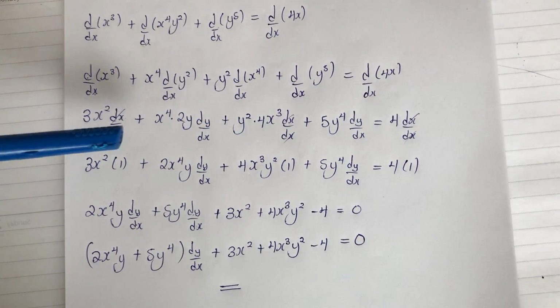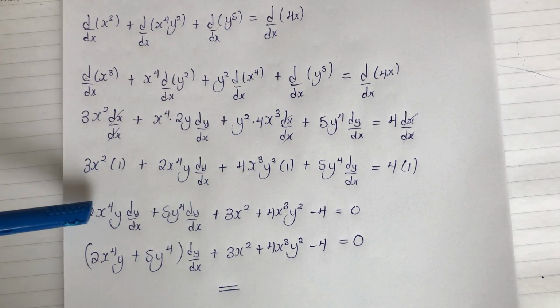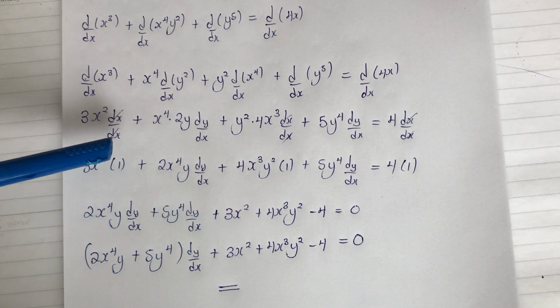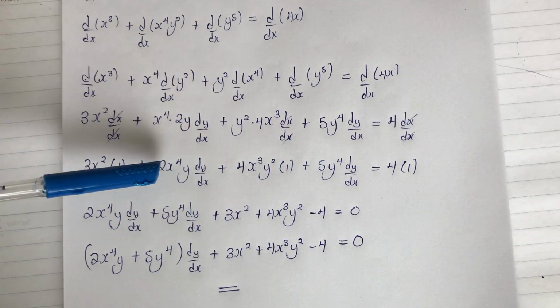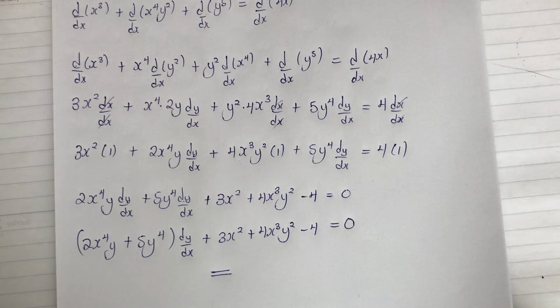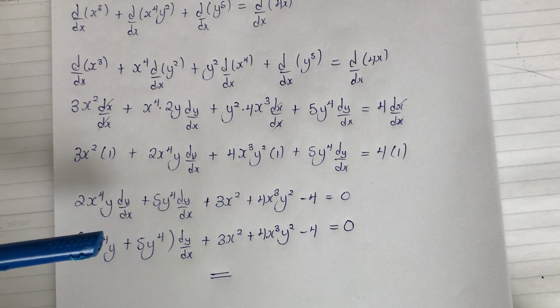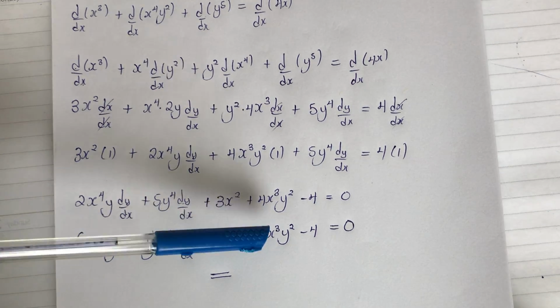Then after that, you group all like terms for dy dx. That is what I have done. Carry all functions that do not have dy dx to the other side of the dy dx terms. You equate the result to 0. Factorize the dy dx out, and you are done.